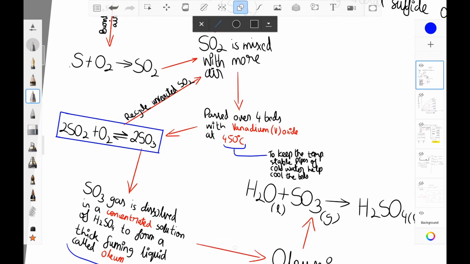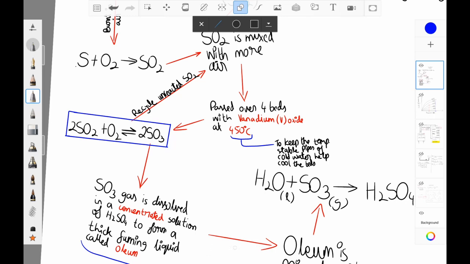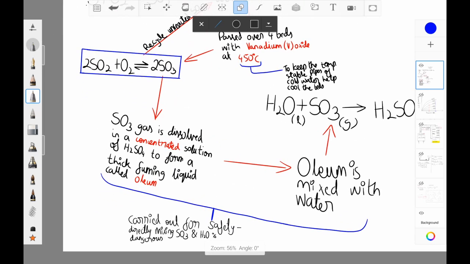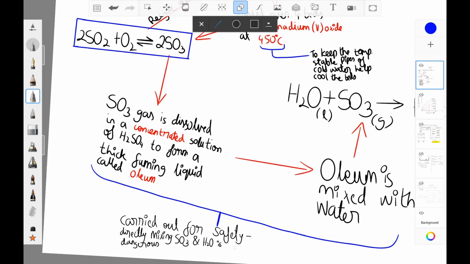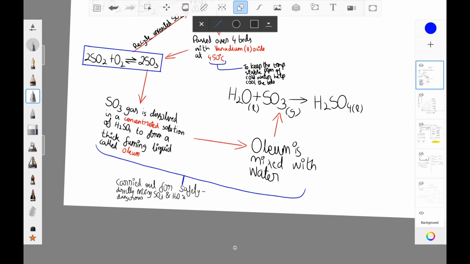Now obviously there will be some sulfur dioxide that is left unreacted, so you can just recycle this sulfur dioxide by mixing it with more air and then cycling it back over the beds of catalyst. But anyway, once you have your sulfur trioxide, which is a gas by the way, you need to dissolve it in a concentrated solution of sulfuric acid, and this will form a liquid called oleum. And this oleum is then mixed with water.